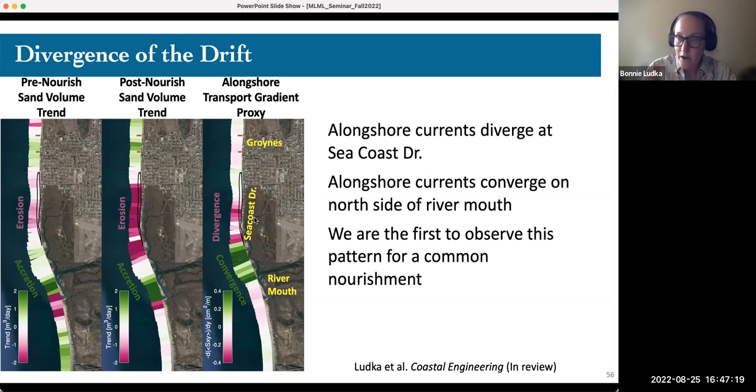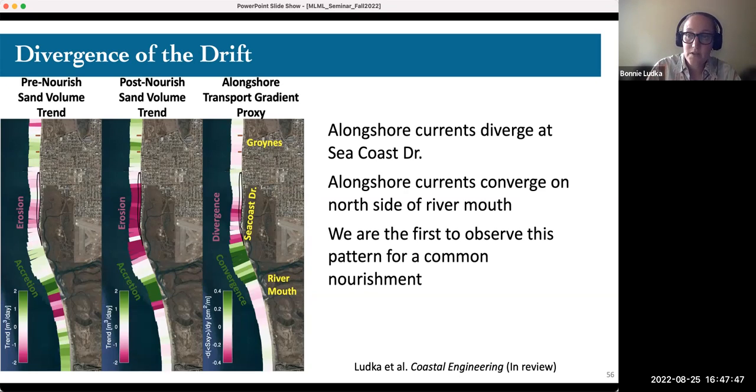And while this might be something that you expect from what has been known about how alongshore currents behave, we're actually the first to observe this pattern for a common nourishment. And that might be due to a number of reasons. One might be because these nourishments are not very well monitored, and we have this really excellent data set.